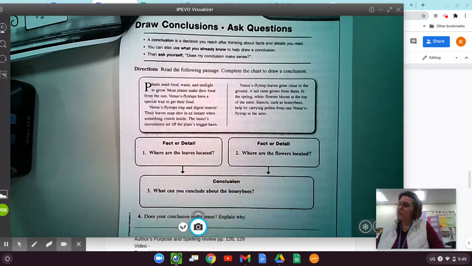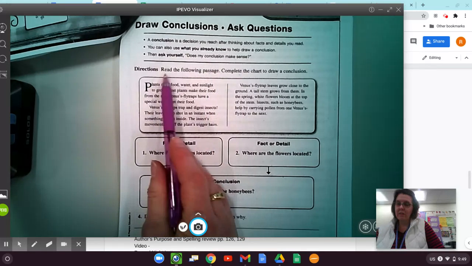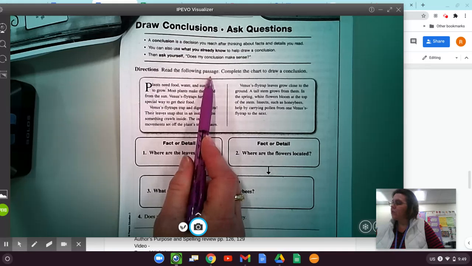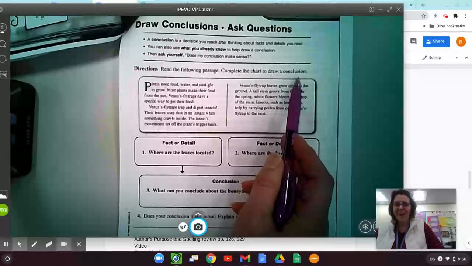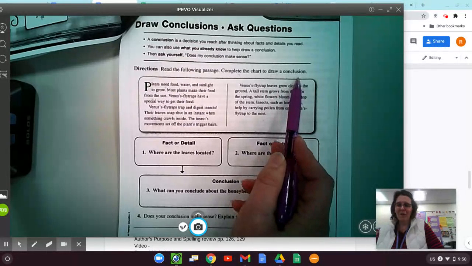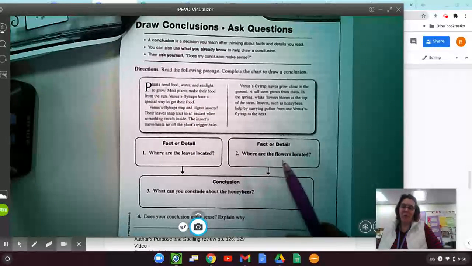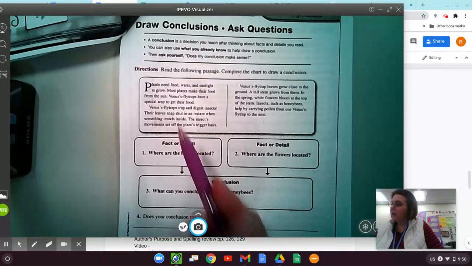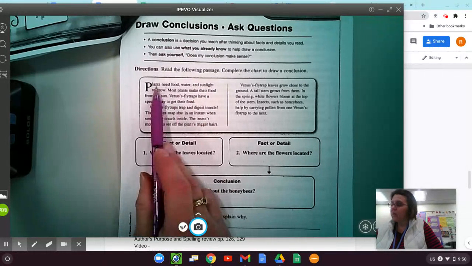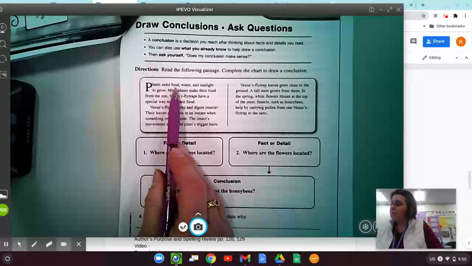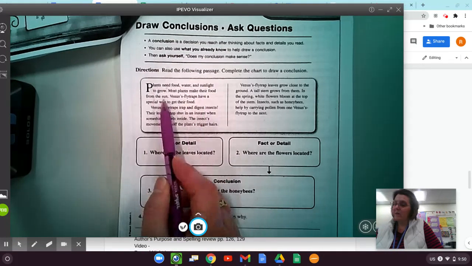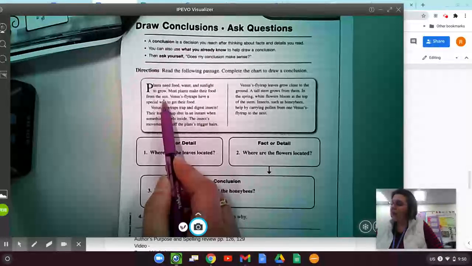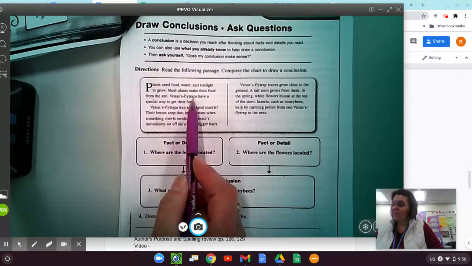So let's take a look here. Read the following passage. Complete the chart to draw a conclusion. Now, does that mean you're going to draw a picture? No, we're going to figure out what it's talking about from what we've read and what we know. So let's take a look. Plants need food, water, and sunlight to grow. Most plants make their food from the sun. Some of us read about that. That's called photosynthesis.